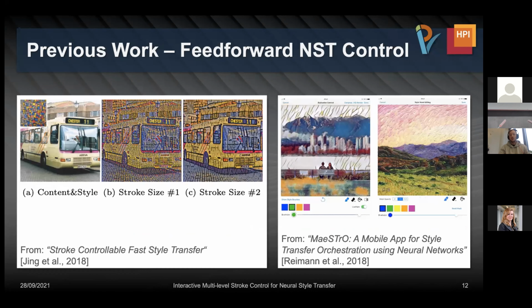For feed-forward control, there have been only very few methods proposed. For example, stroke control on the left side. Here, the network architecture is extended to have different stroke sizes implemented in it in the different stroke branches. And then the output can be controlled by a parameter which specifies how large the stroke size should be. On the right, you can see previous works of ours which concerned how to direct styles onto a content image in an interactive way. So if we have different styles, how can we blend them interactively to a new image?